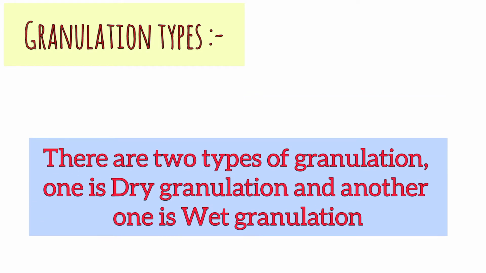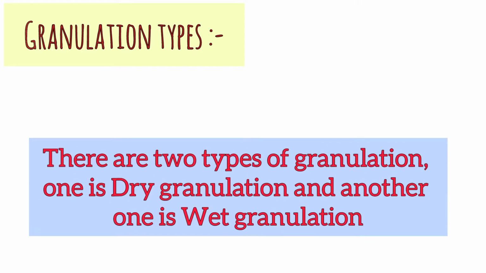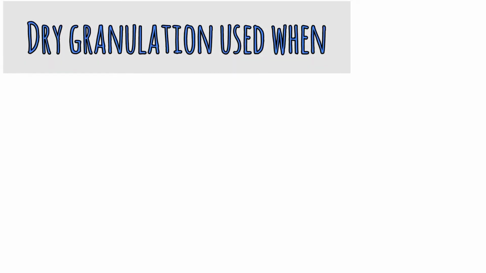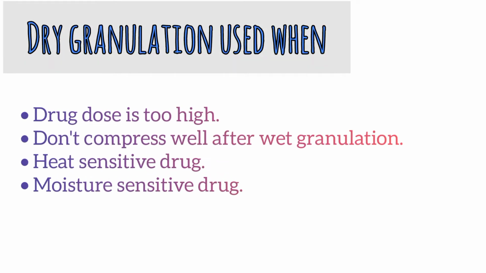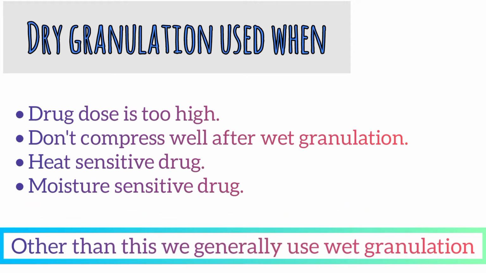Now let's see different types of granulation. There are generally two types of granulation. One is dry granulation and another one is wet granulation. Dry granulation is chosen over wet granulation when the drug dose is too high, the drug doesn't compress well, the drug is heat sensitive, or the drug is moisture sensitive. Other than this, we generally use the wet granulation technique.